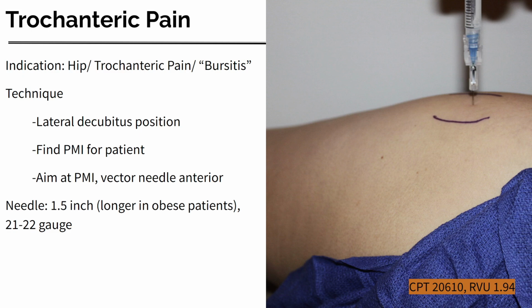So you're going to use a 1.5-inch needle unless they're really obese. 21 or 22 gauge should cut it. And this one's a little bit higher volume, so 5 cc's with probably 40 milligrams of Kenalog.